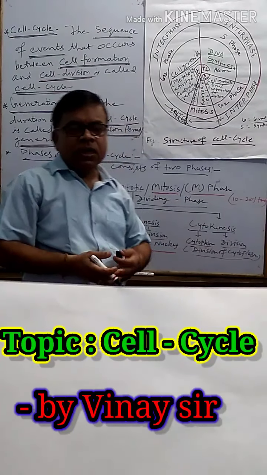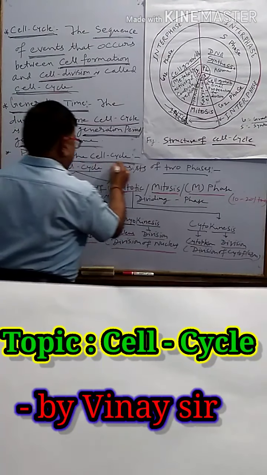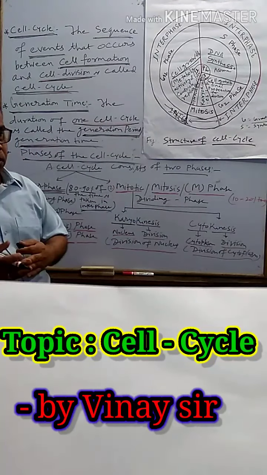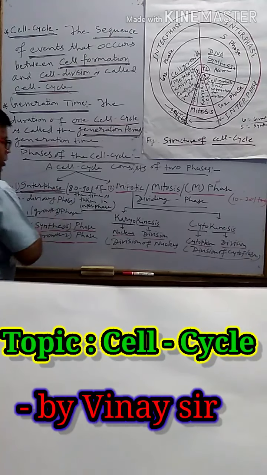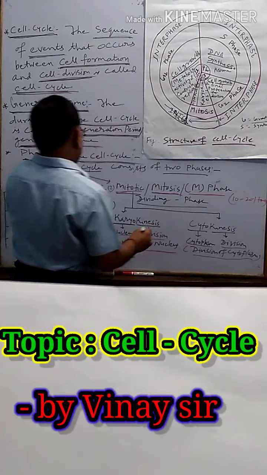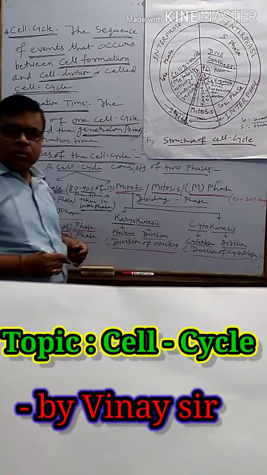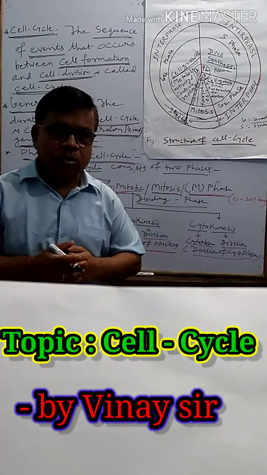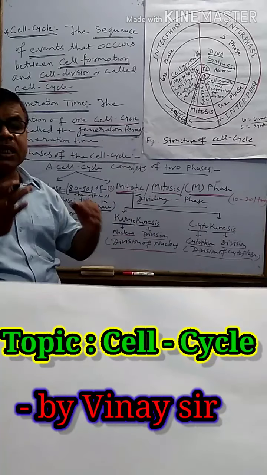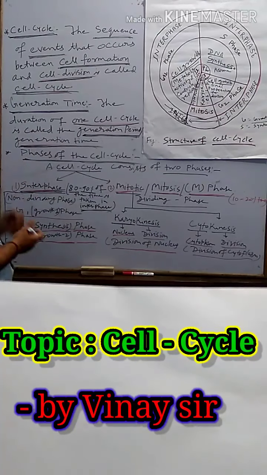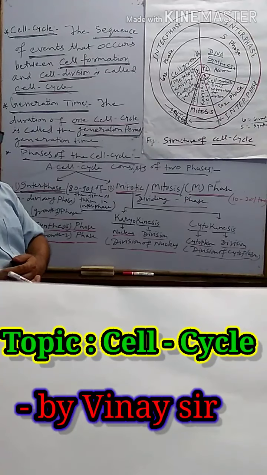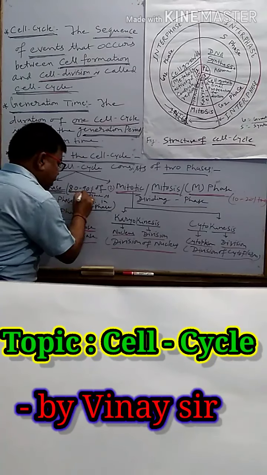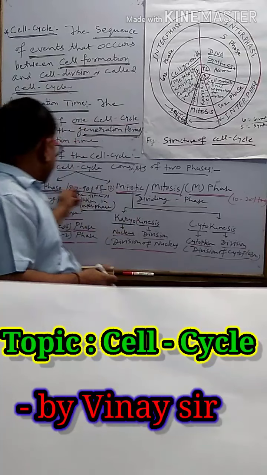The next point, phases of the cell cycle. A cell cycle consists of two main phases. Number one, interphase, and number two, mitotic or mitosis or M phase. Interphase is the non-dividing phase, but mitosis is the dividing phase. In interphase, 80 to 90% of the time is taken.